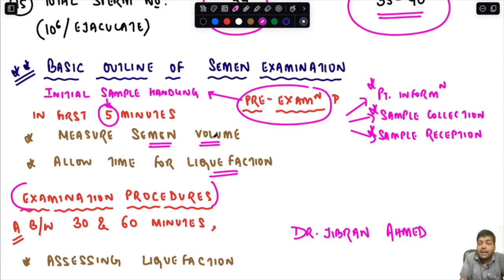Previously, the measurement of semen volume wasn't under the pre-examination procedure. It was in the examination procedure. But in the 6th edition, they have introduced this in the first 5 minutes, in the initial sample handling. So in the pre-examination procedure, you have the patient information, sample collection, reception, and initial sample handling, that is, in the first 5 minutes you measure the semen volume and allow time for liquefaction.